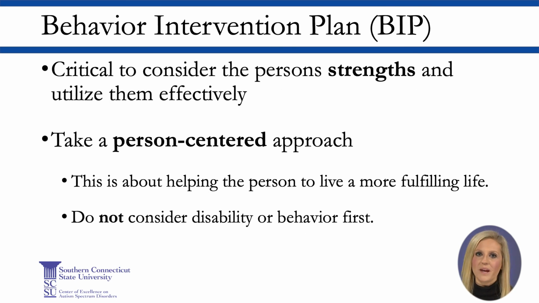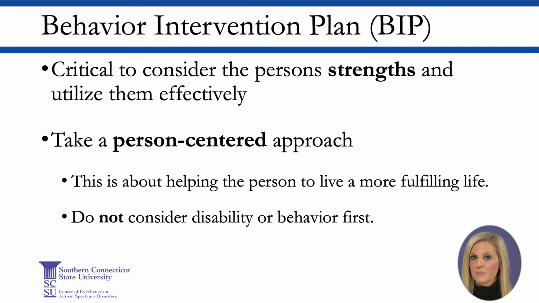So when we're thinking about behavior intervention plans, there's two things to really keep in mind when we're creating or selecting interventions. The first thing that we need to consider is the person's strengths. This is not something that is challenge-focused or deficit-focused, as it is sometimes referred to. Rather, this is a strength-focused plan. So what does this person do really well? What are their strengths? And how can we utilize those strengths effectively to make this person have a more predicted, successful outcome?